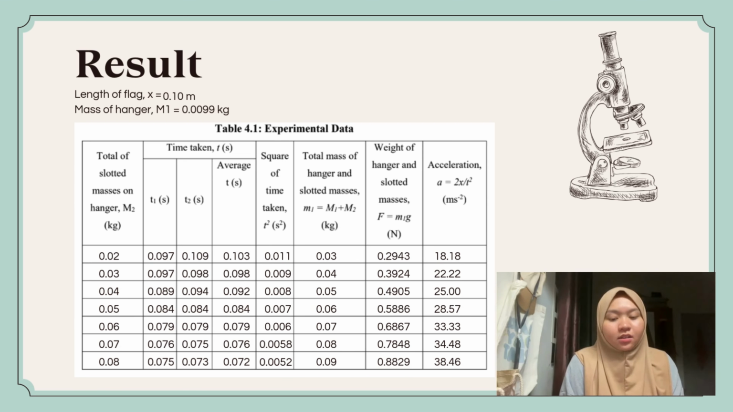After that, we calculate the weight of hanger and slotted masses by multiplying the mass of hanger with the value of gravity, which is 9.81. Lastly, we find the acceleration by multiplying the length of flag with 2 and then dividing it with the square of time taken.